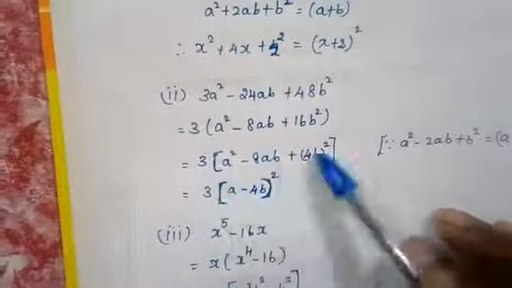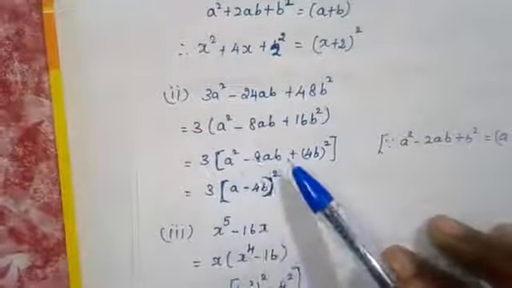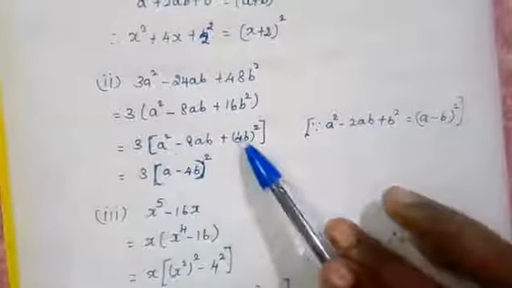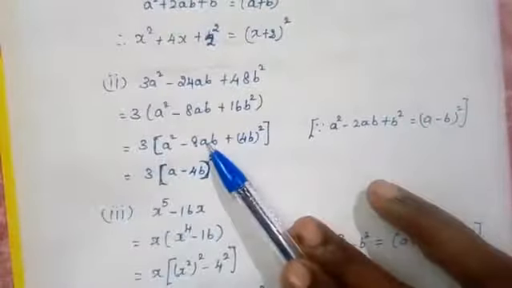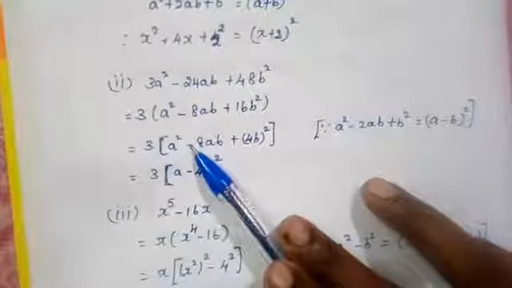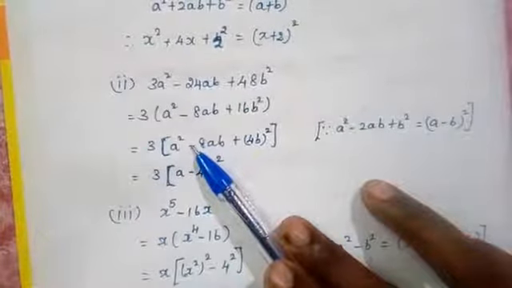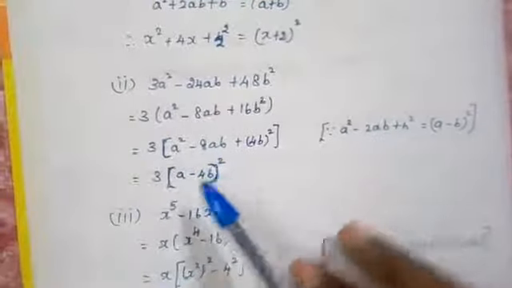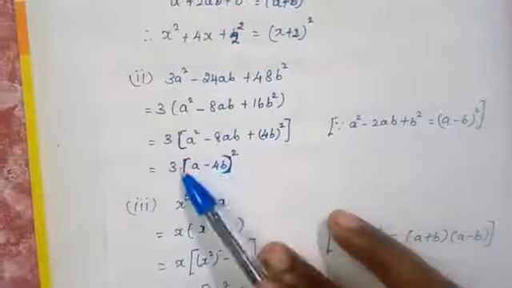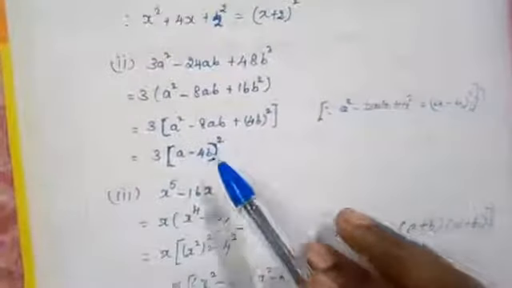Now we have to solve this bracket, that is a square minus 8ab plus 16b square. So that is the a square minus 2ab plus b square form. How do you find this? The first one is a square number, the second one also a square number, and in the middle you have a minus sign. Suppose you have a plus sign, you use a plus b whole square. Here you have a minus, so you write a minus b whole square. In the a place you have a, in the b place you have 4b. So a minus 4b whole square. So the answer is 3 into a minus 4b whole square.